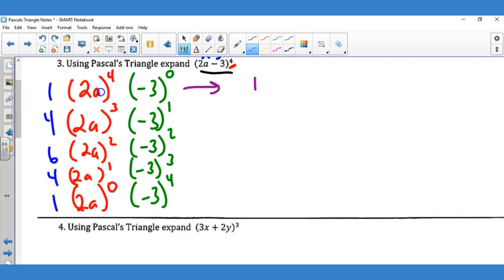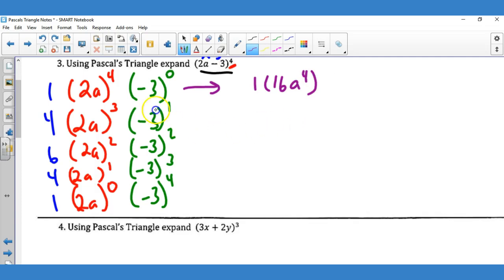Now right here, I have 2A to the fourth. Well, remember, this is multiplication. Because this is multiplication, I can use the power rule and apply this 4 to everything. So I can do 2 to the fourth, which is 16, and then A to the fourth, which is A to the fourth.